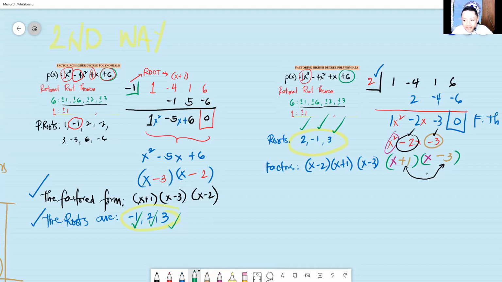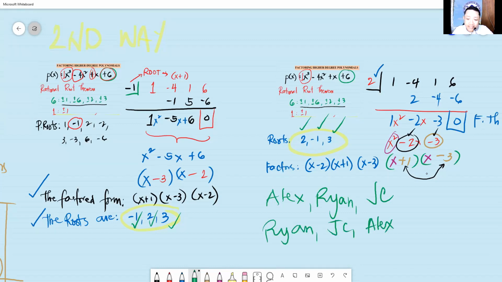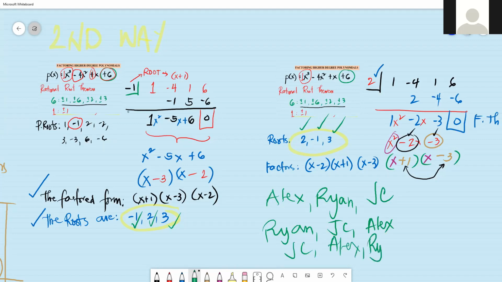Nakakama sila. It's just the same as Alex, Ryan, and John o JC. And kahit pagpalit-palit pa naman ng lugar, Ryan, JC, Alex, they are just the same persons. O gusto nyo pa, pagpalit-palitin pa, JC, Alex, Ryan, they are just the same persons. Can you follow? Okay.